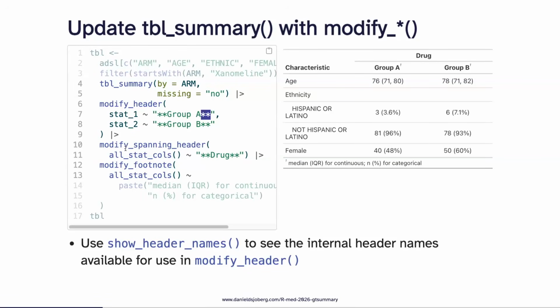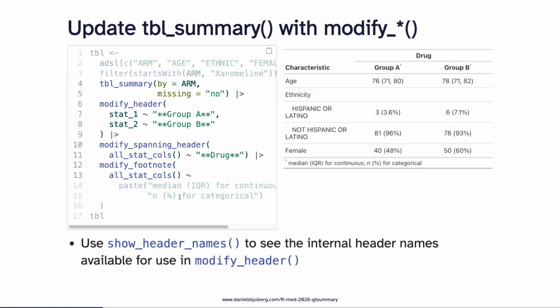I'm moving on to line 10 with our modify spanning header. And I'm saying for all stat calls, we talked a little bit about this function, this is a way to select all of the summary statistic columns at once. For all of my summary stat calls, can you make the spanning header drug? And again, using the double star for bolding here. And I'm adding a footnote as well, and I'm going to add it to both of my summary stat columns. It's going to say median IQR for continuous variables and percent for categorical, so just changing what the default was. My highlighting got all messed up here.